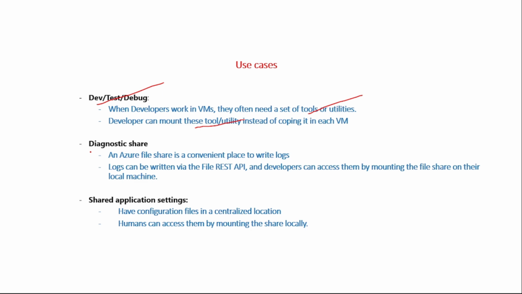Similarly we can use file share for diagnostics purpose as well. So for example, we can write our logs in Azure File Share, and these logs can be written via REST API, and then developers can access these logs by mounting that file share on their local machine. So again file share is acting as a centralized location which is accessible from multiple machines. And similarly we can use this file share for shared application settings as well.